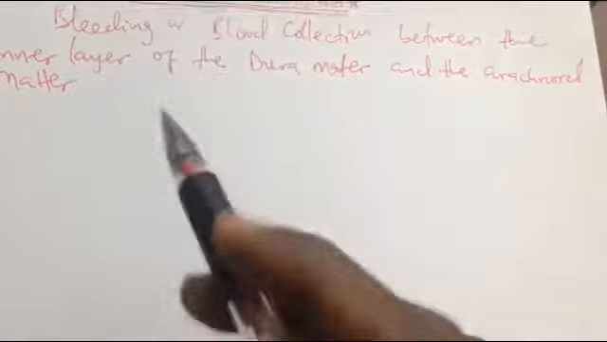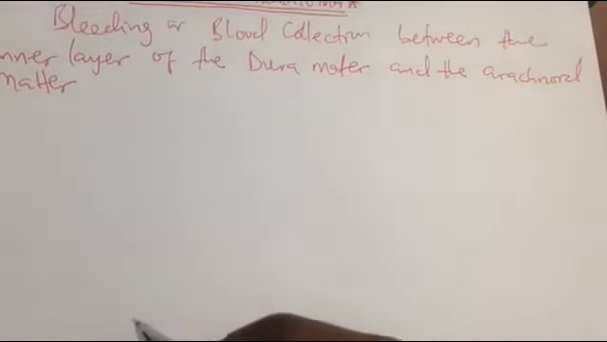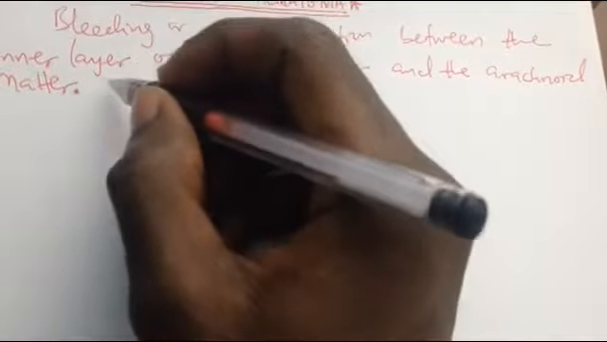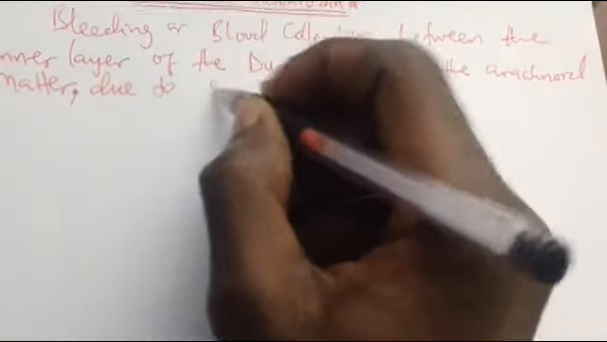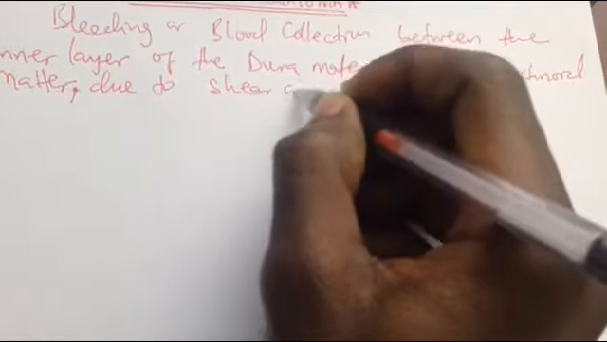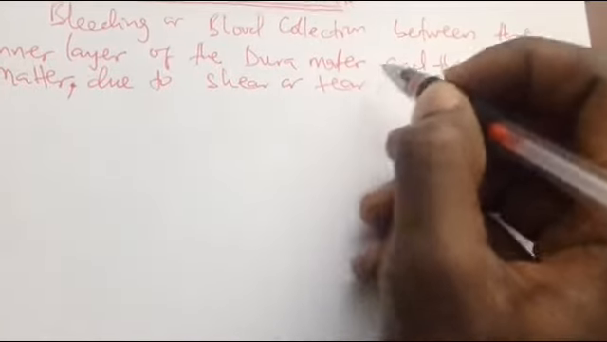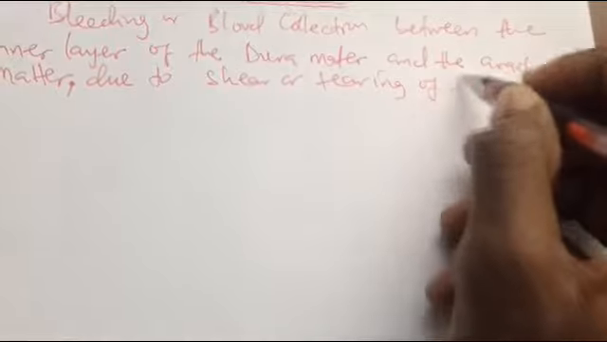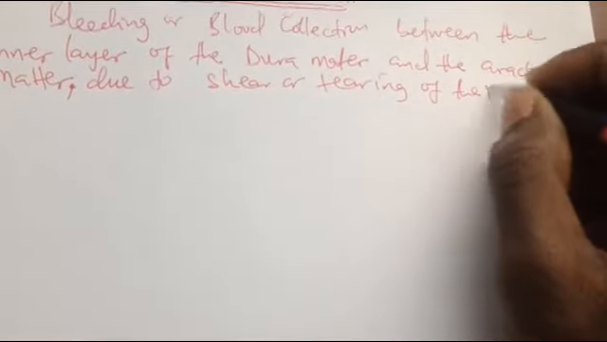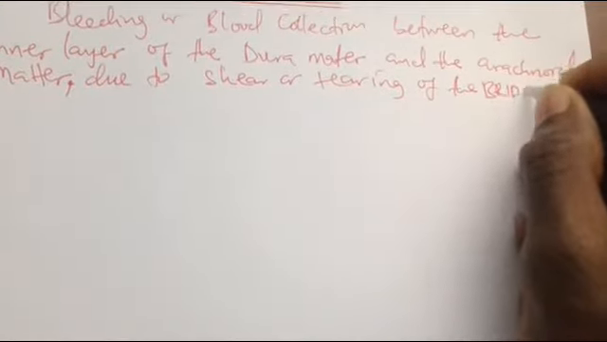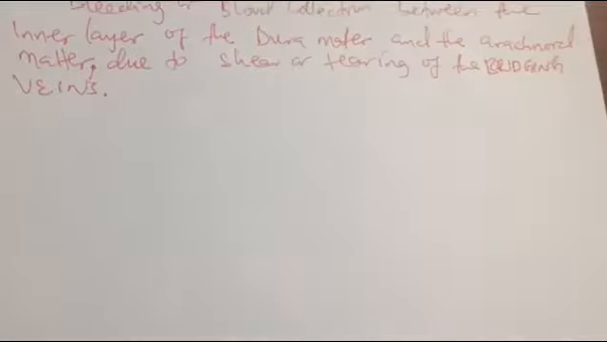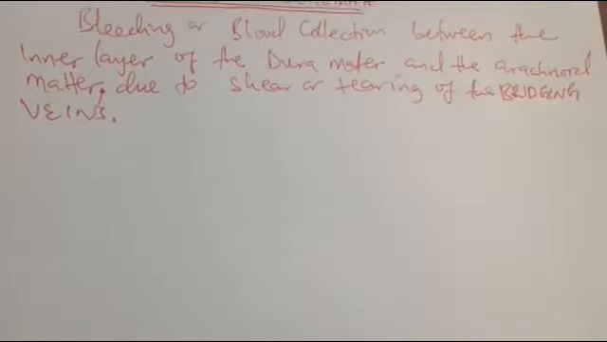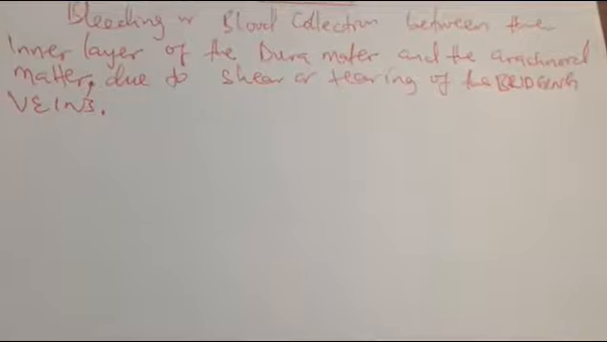So this is the definition of subdural hematoma, and this occurs due to what? Due to shearing or tearing of the bridging veins. So let me write them in capital letters: BRIDGING VEINS. Unlike in the epidural, which is due to an artery, right? The middle meningeal artery, specifically its anterior branch. So that is it. Now let us see the etiology.